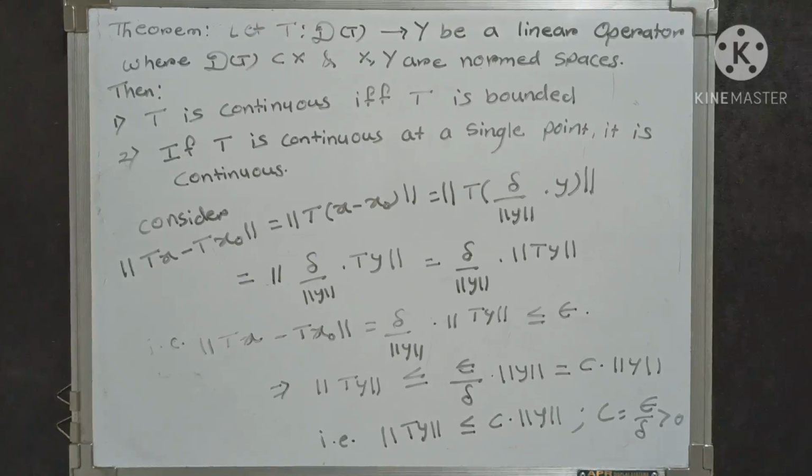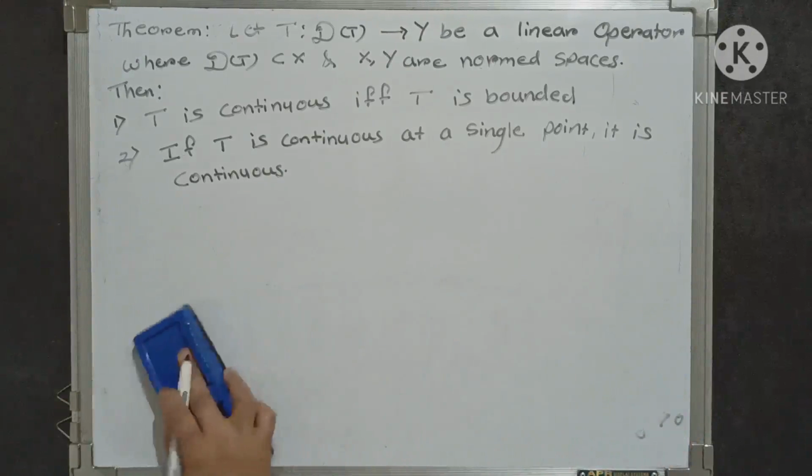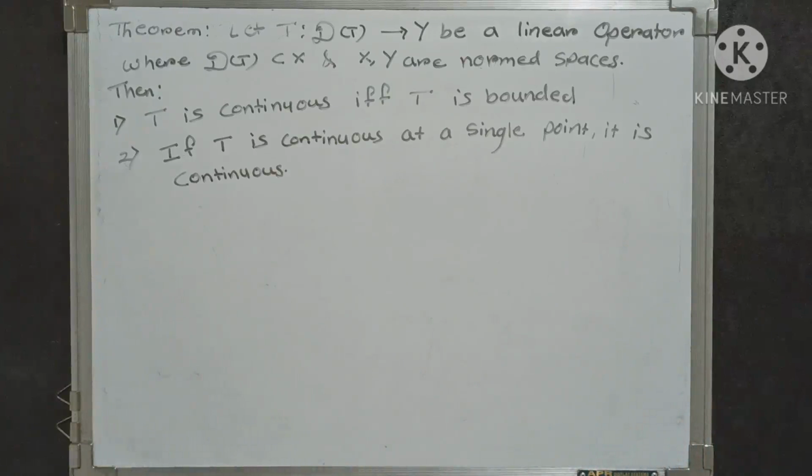We started with T being continuous, and we are getting that T is bounded, and hence in both parts we get that T is continuous if and only if T is bounded. Now we have to prove the second statement, that if T is continuous at a single point, then it is continuous on that set. That is, we have to show that.